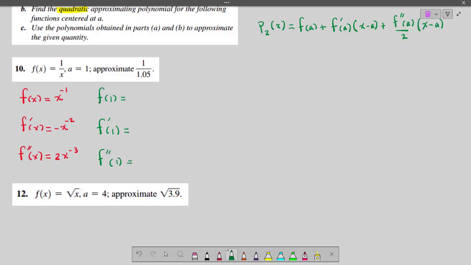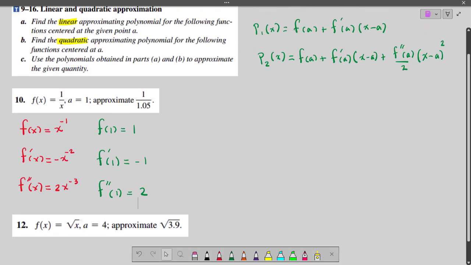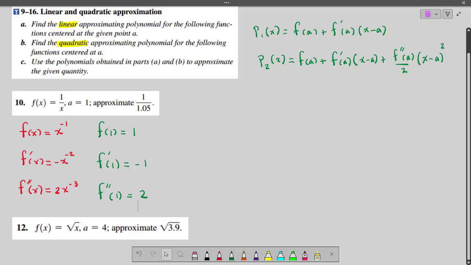So we're going to evaluate the function at 1, and we get 1. Evaluate the derivative at 1, and we'll get negative 1. Evaluate the second derivative at 1, we'll get 2. Now we can build our two approximations. So p sub 1 of x is f of 1, which is 1, plus f prime of 1, which is negative 1, so that's a minus, times x minus a, which is 1. So there is p sub 1.